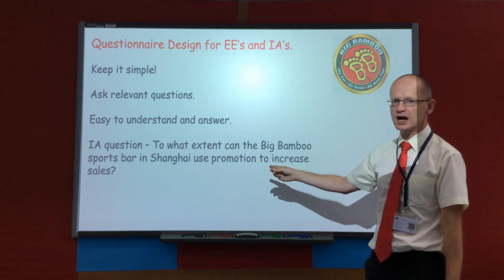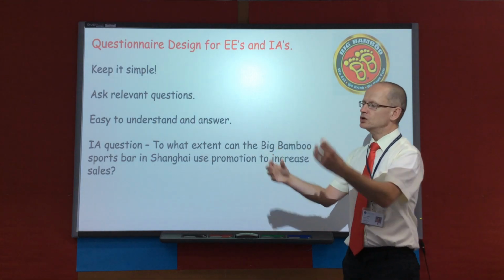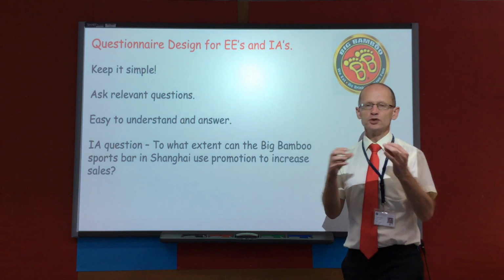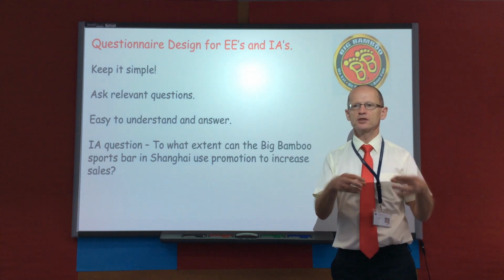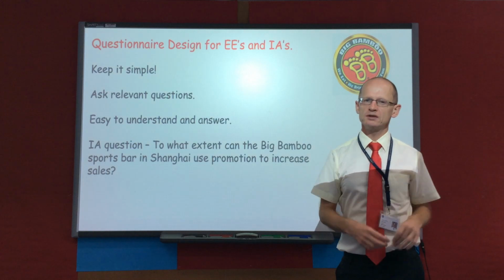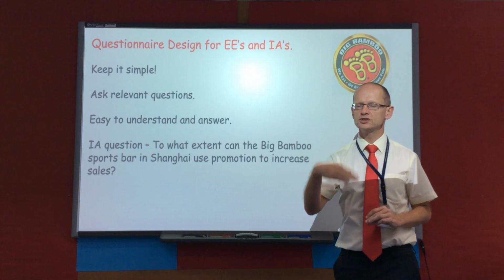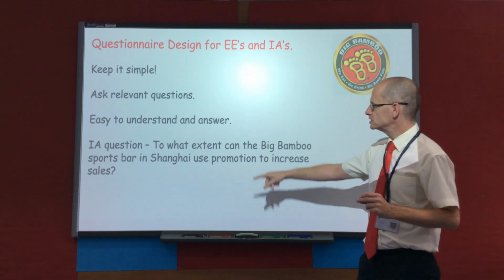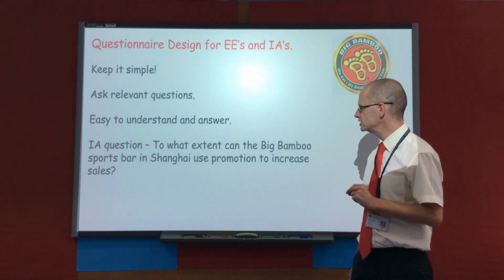Okay, so this is the question I have created, and many of my students tend to look at, for higher level, look at local businesses, restaurants and what have you. For those students who may be slightly weaker than average, this type of question is the sort of thing they can do in a relatively straightforward way, and hopefully get 15, 16 out of 25. But nevertheless, it's very important that the questionnaire allows them to collect information so they can answer the question. Okay, so to what extent can the Big Bamboo sports bar in Shanghai use promotion to increase sales?